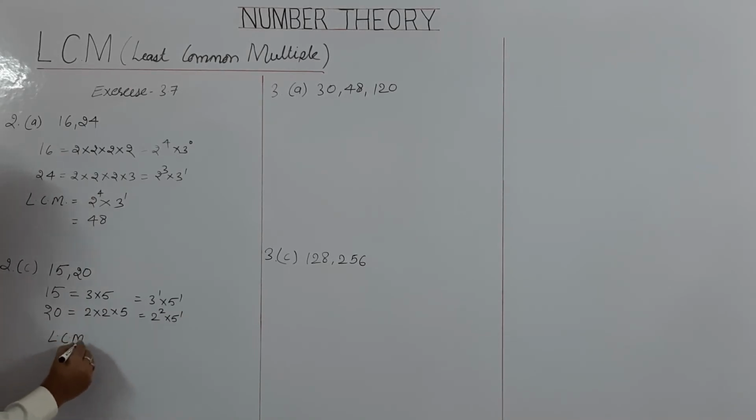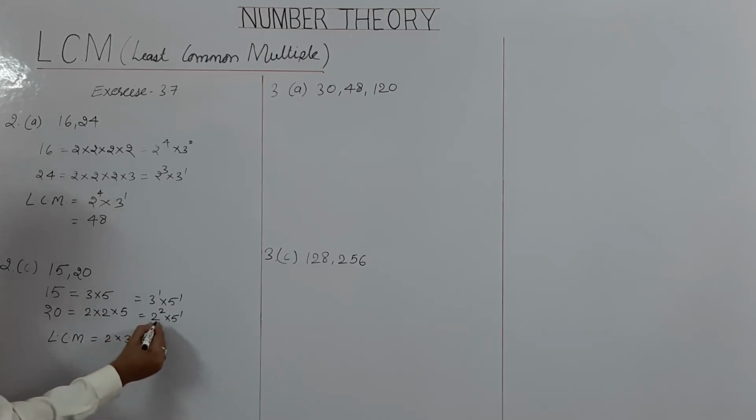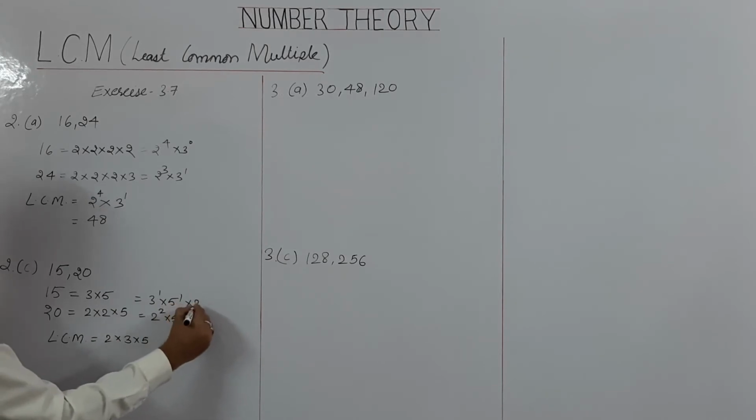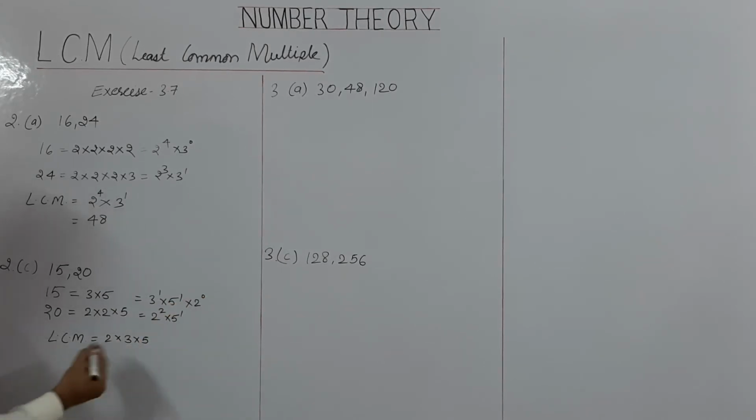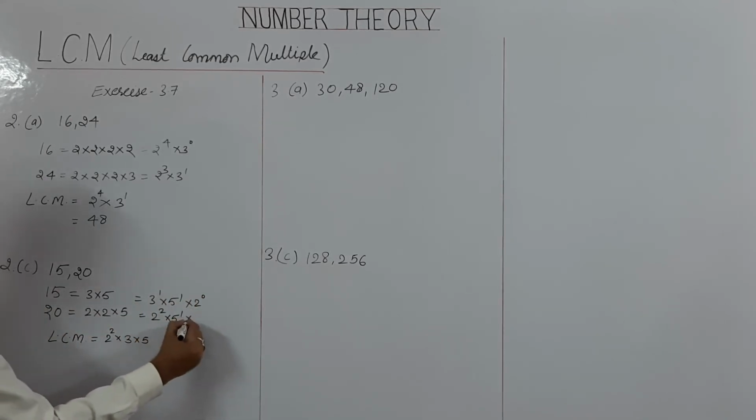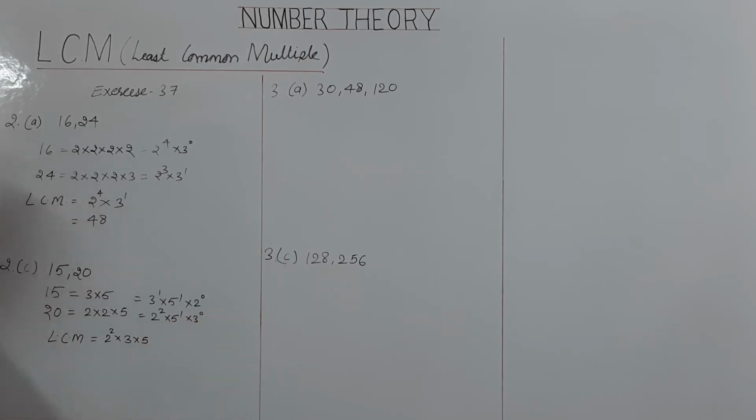And LCM is highest powers. First number, second number and third number. Highest power of 2 is 2 to the power of 2. Yes, 2 is missing here, you can write 2 to the power of 0 here. So the highest power of 2 is 2 to the power of 2. For 3, again you can write 3 to the power of 0. Highest power is 1. And for 5, 5 to the power of 1.